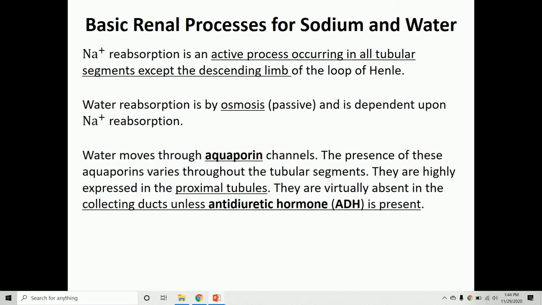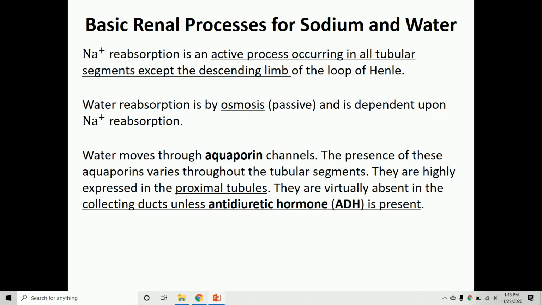Since urine is basically water with other things dissolved, especially sodium, this whole tutorial is dedicated to water and sodium reabsorption. Sodium, as we mentioned, can be reabsorbed throughout the whole length of the tubule with the exception of the descending limb of the nephron loop. Water is going to follow by osmosis, which is a very passive movement, and the osmosis of water is dependent upon the sodium reabsorption.